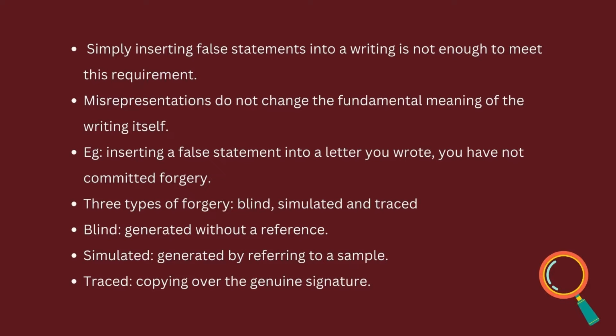To be considered false, the writing itself must be fabricated or materially altered so that it purports to be or represent something that it is actually not. Generally, simply inserting false statements into a writing is not enough to meet this requirement if those misrepresentations do not change the fundamental meaning of the writing itself. For example, if you were to insert a false statement into a letter you wrote, you have not committed forgery.